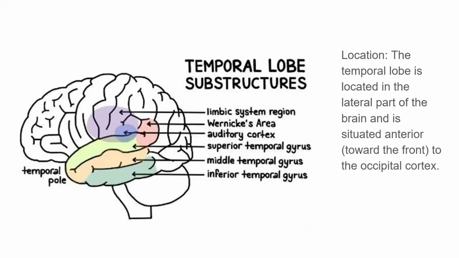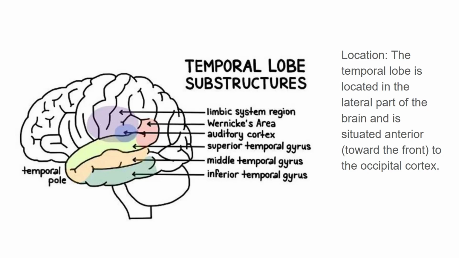So first, let's see what is the location of the temporal lobe. It is located in the lateral part of the brain and is situated anterior, which means toward the front, to the occipital cortex. Okay, anterior to the occipital cortex and lateral part of the brain.